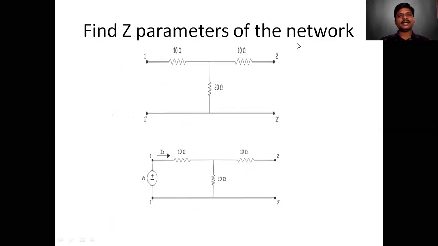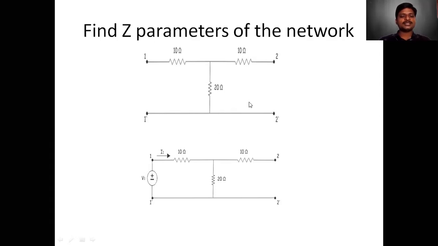Now let us take a numerical problem on this. You have to find Z parameters for this network. A T network is given. T network is nothing but a star network. Each arm has impedances, or you can say resistances. So series arm means on the top; the series arm will have 10 ohm resistance and the shunt arm is having 20 ohm resistance.